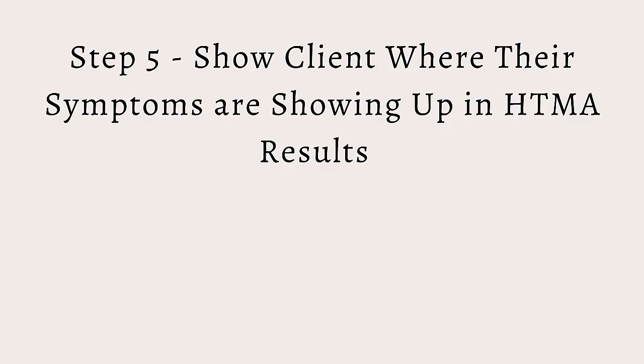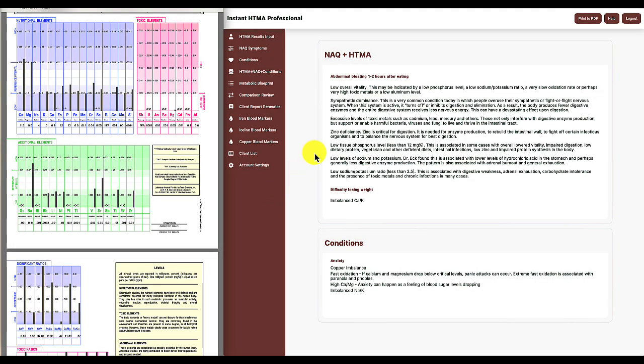Step 5 is to show your client where their symptoms are showing up inside their HTMA result. This is how you get client buy-in that leads to behavior changes. Remember those intake interview forms that you had them fill out? You're going to want to look at those and then go into the app and select their top health concerns or any symptoms that they experience daily. So this client was struggling with bloating, was having a hard time losing weight, and was really struggling with anxiety.